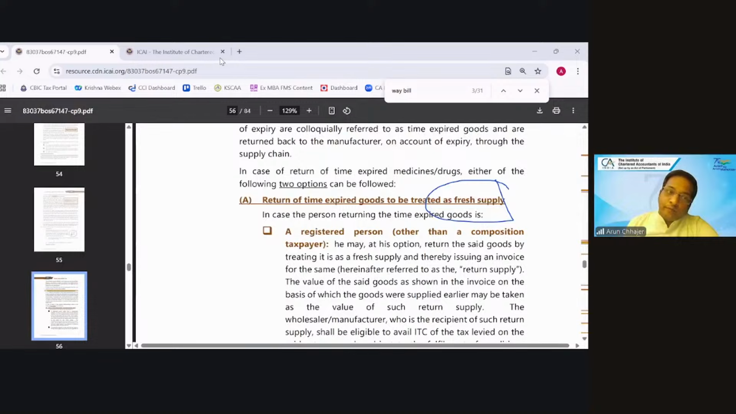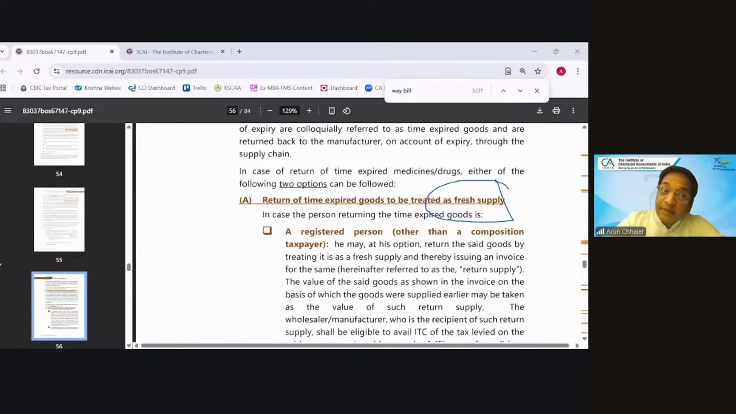Answer is no. I cannot issue the credit note because time is already over. But the circular says that now you can treat the same as a fresh supply. Is there any time limit to issue the tax invoice? That it has to be sold within time. The goods have to be sold within such prescribed time limit only, and after that you cannot make a sale.